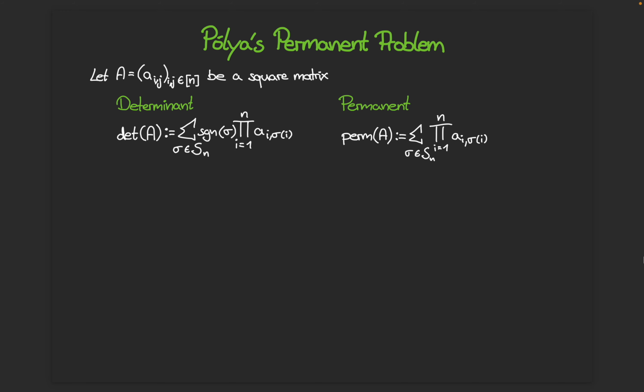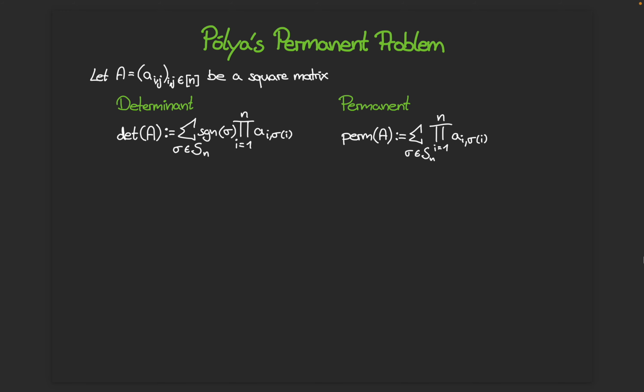And so we start with a very old problem called Polya's permanent problem, which is about the computation of the matrix invariant called the permanent. You have the formula of it here to the right. To the left of it, you see its cousin, the determinant, which is maybe a little bit more well known.